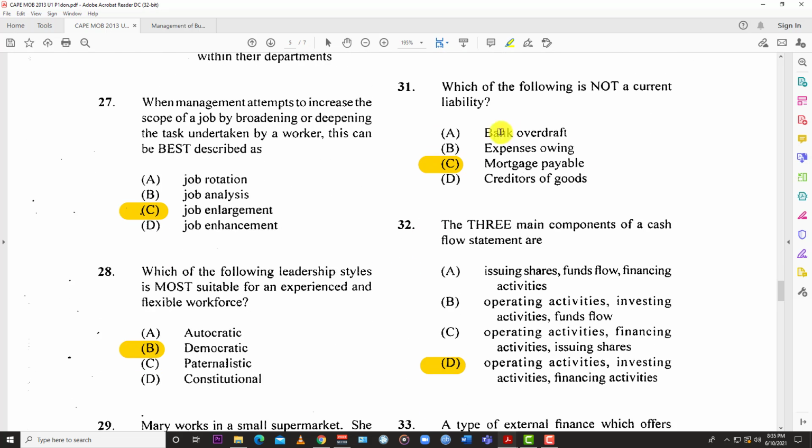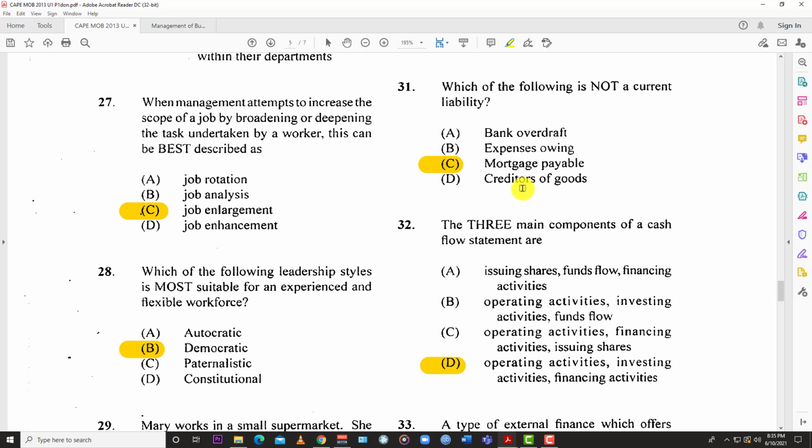31. Which of the following is not a current liability? So we're into accounts now. Which is not a current liability? And so the answer here we circle is mortgage, right? Because most mortgages are for like 25, 30 years. So it cannot be current. You owe them, yes. It's a liability, yes, but it cannot be current, right?